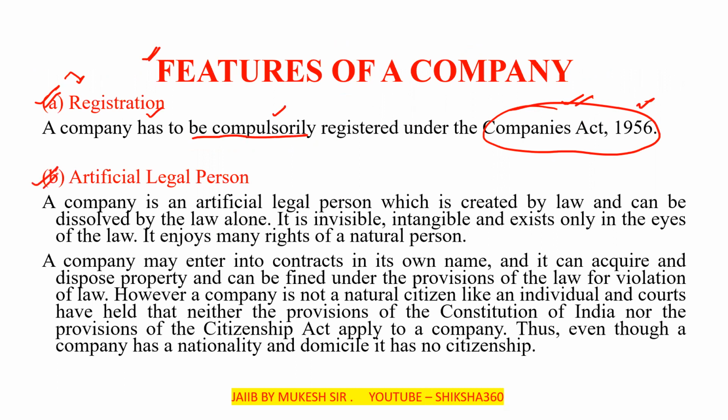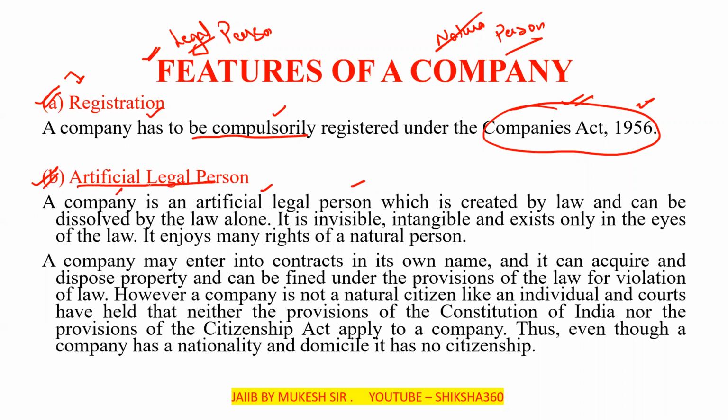Now the next one is the artificial legal person. Because a company is not a natural person, it is an artificial legal person. How does it become legal? After the registration, a company becomes a legal person. So, artificial legal person. A company is an artificial legal person which is created by law.